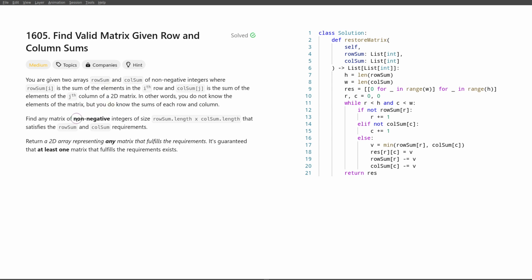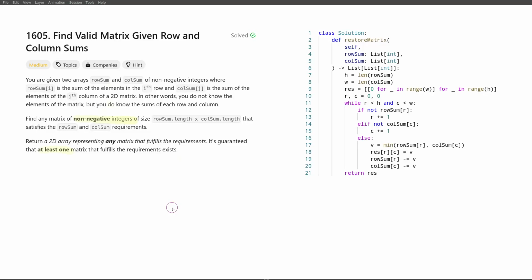We want to get a matrix of non-negative integers, but what we're given is just the sum of values in every row and the sum of values in every column. So we have to reconstruct that matrix. We're also given a guarantee that indeed there is at least one matrix that satisfies the requirements. So you might imagine that they had some matrix, they calculated those sums, and then they gave those sums to us. And we have to reconstruct any matrix for which those sums will be the same.